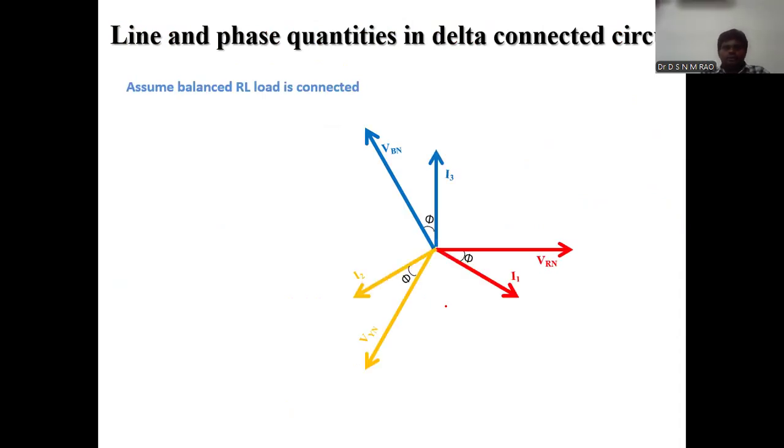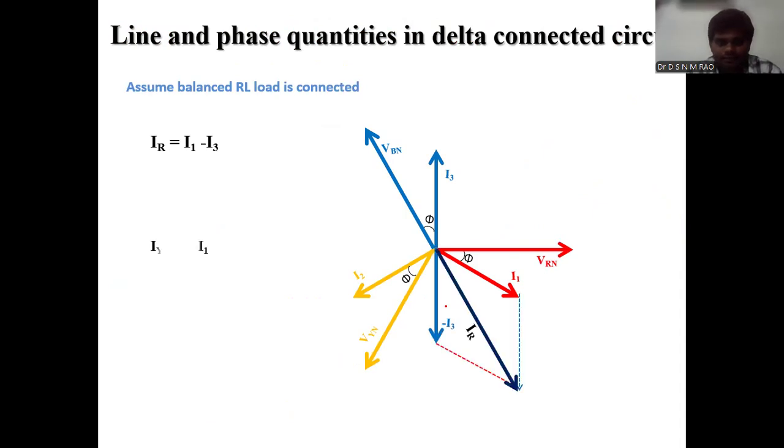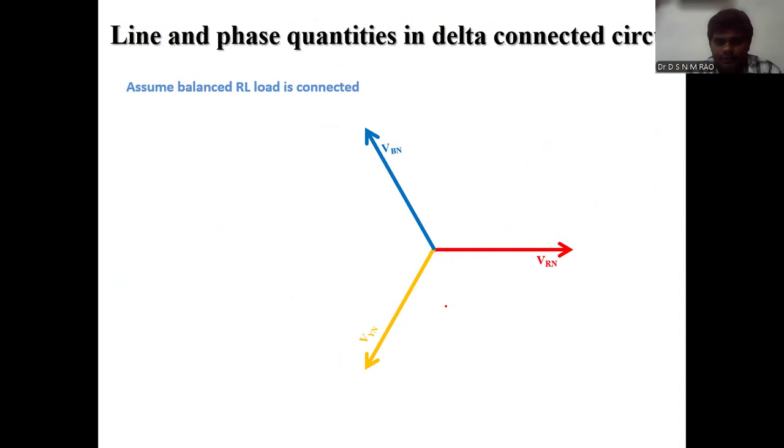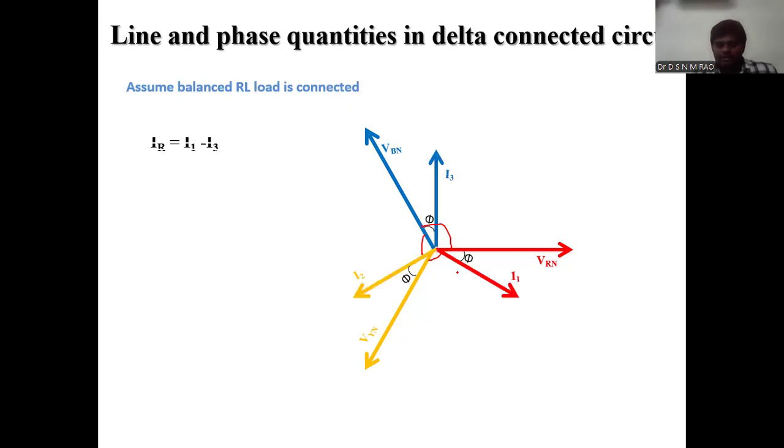So assume a balanced R load is connected. Most of the loads in the universe are R loads and inductive loads only. As we know, three phase voltages are displaced by 120 degrees. Already we have seen this in the previous lecture for the star connected system: VRN, VYN, VBN are displaced by 120 degrees. Now we will assume that the load is an inductive load, so current lags the voltage.